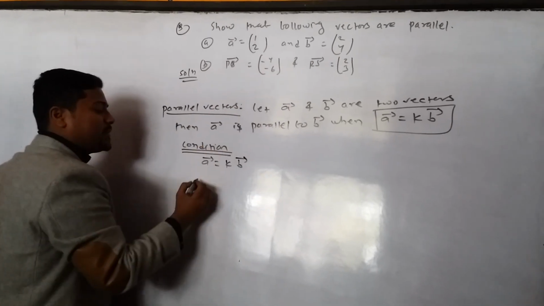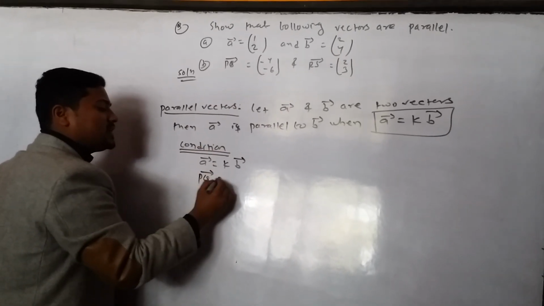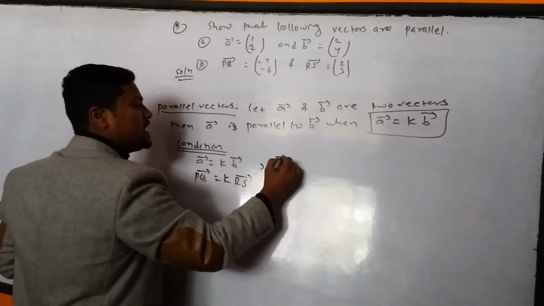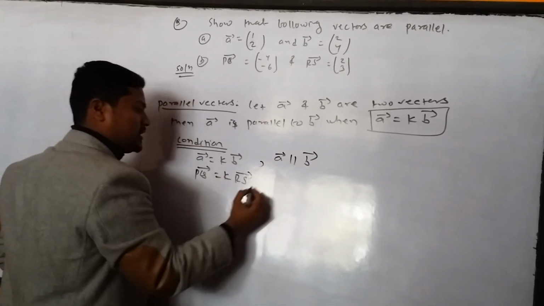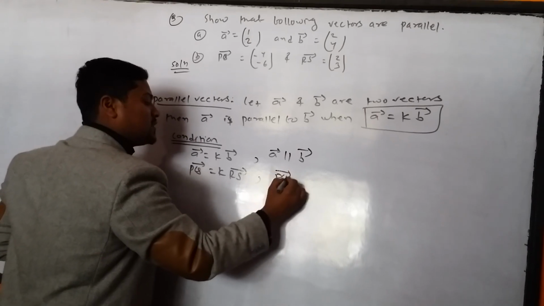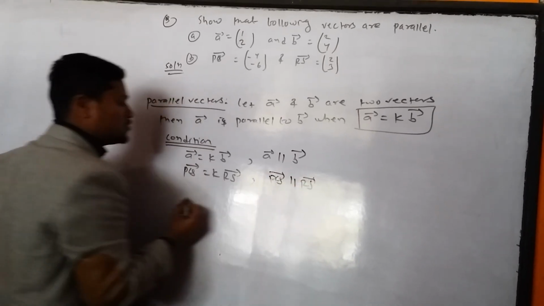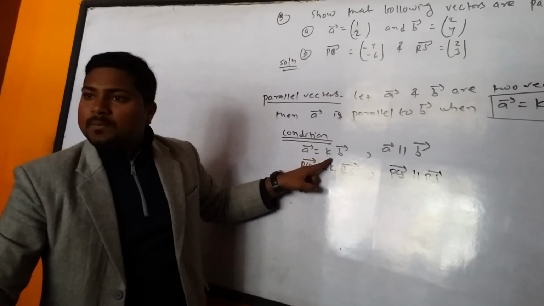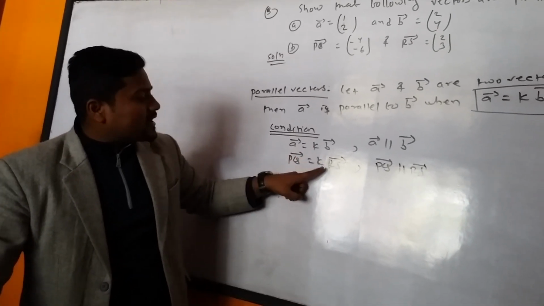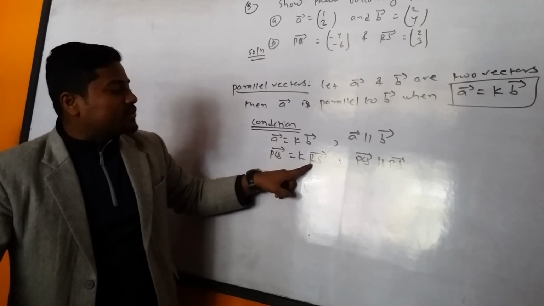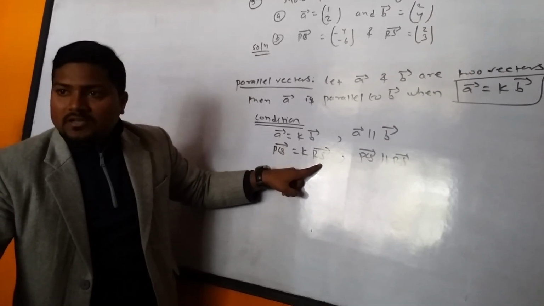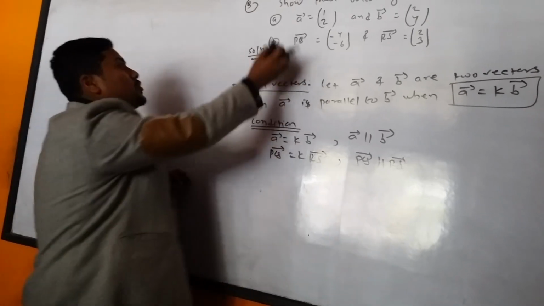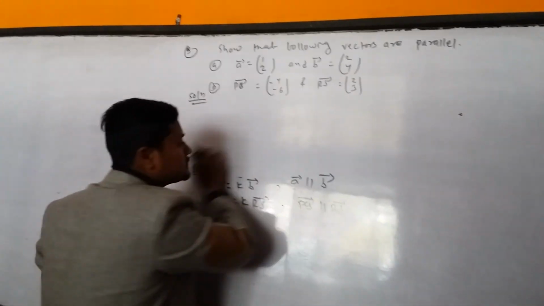Here PQ and RS are given, then PQ vector is equal to K times RS vector. In that case, PQ vector is parallel to RS vector. So to show parallel, we have to show A vector is equal to K times B vector. To show PQ and RS parallel, PQ vector is equal to K times RS vector. I think you understood the parallel condition. Let's solve this question.